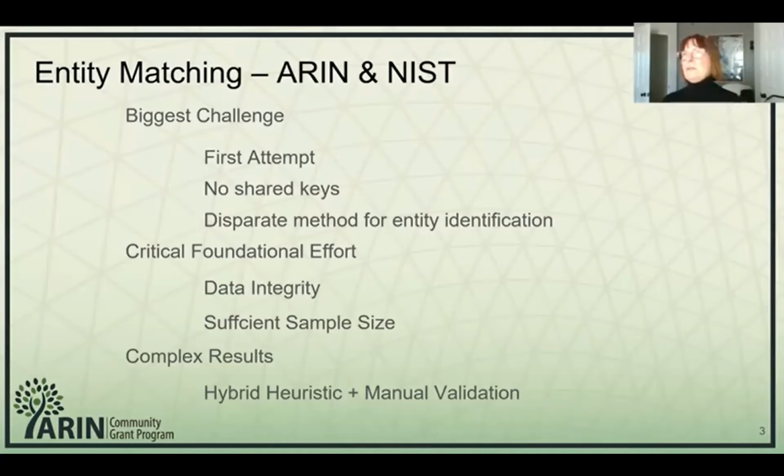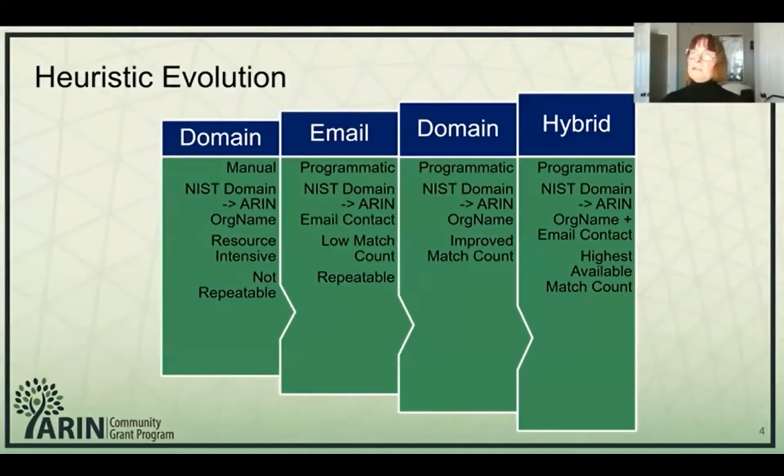We have complex results in terms of the heuristic for matching those entities, and it was highly iterative. So what we ended up with was a hybrid heuristic, which was programmatic accompanied by manual validation. The way this evolved, I started this project a few years ago while in grad school, and I was manually matching the NIST domains to the ARIN org names. It was obviously very resource intensive and not really repeatable. Once NIST volunteered to collaborate, we were able to move forward with making this programmatic.